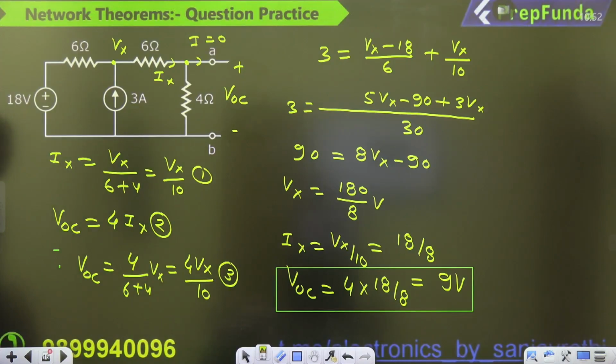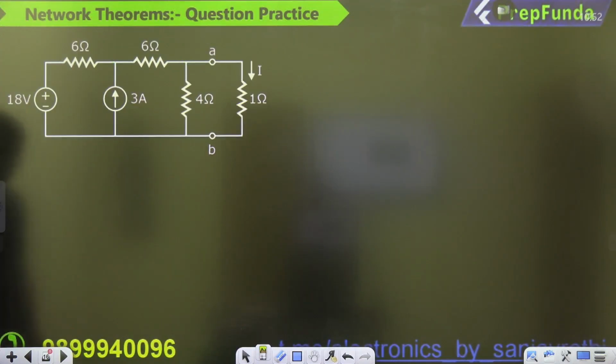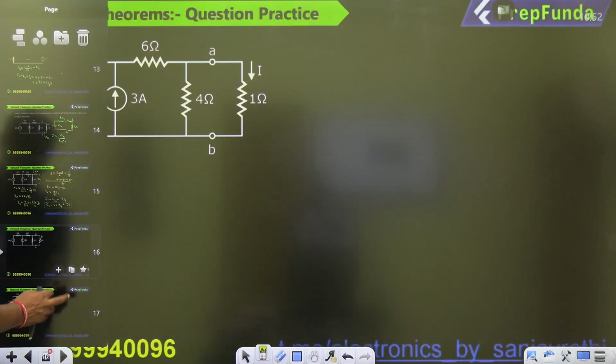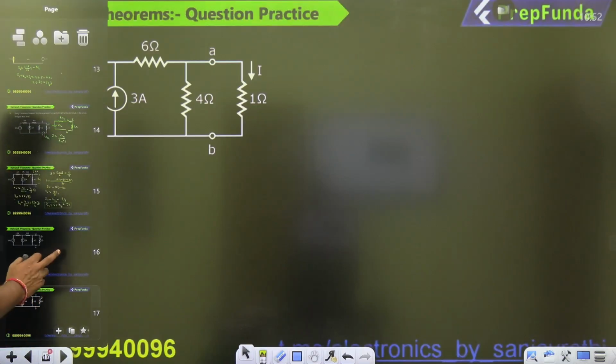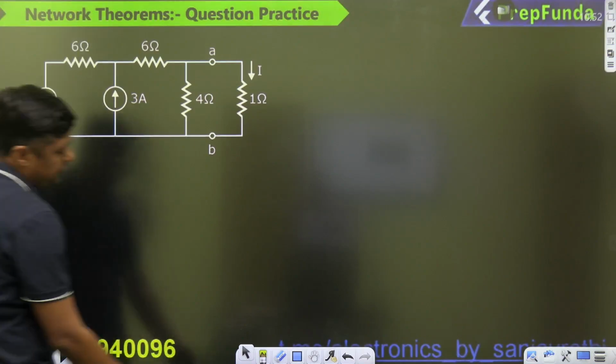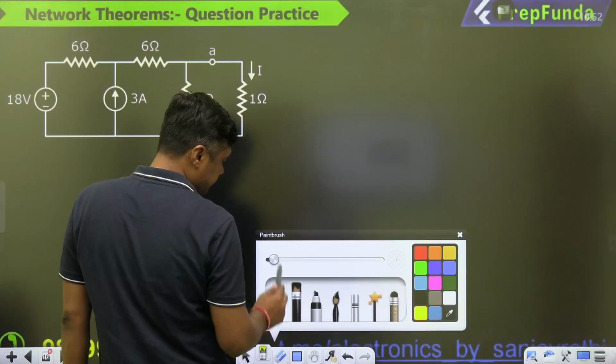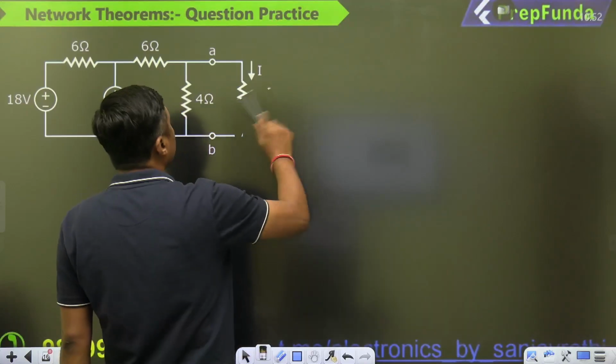Is there any other way? Yes. What is the other way? Mesh analysis, super mesh analysis. I am giving you the super mesh analysis. Super mesh means if you want to find this VOC, first of all make it open circuit.